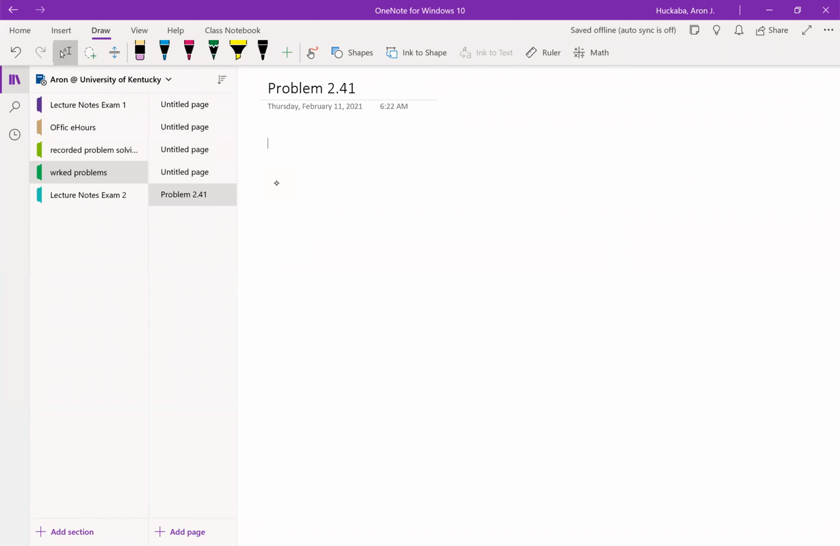We're going to be working a problem today. This is problem 2.41 in your book in chapter 2. And the problem asks for all of the significant resonance structures for the following compound.